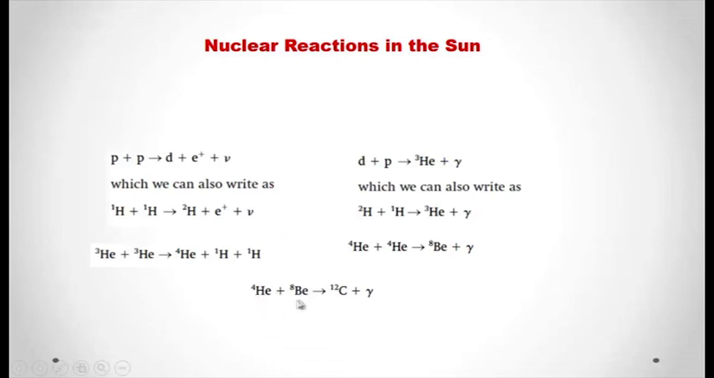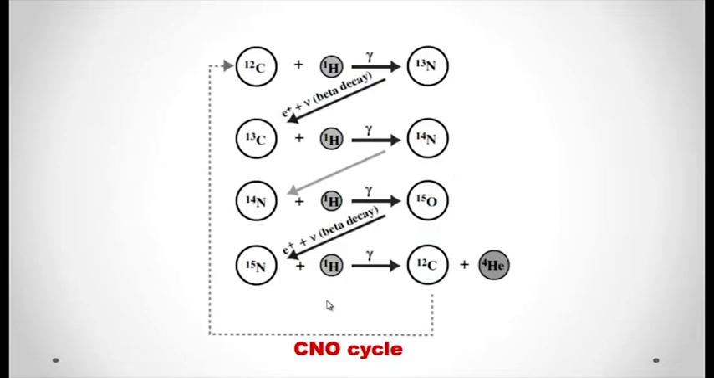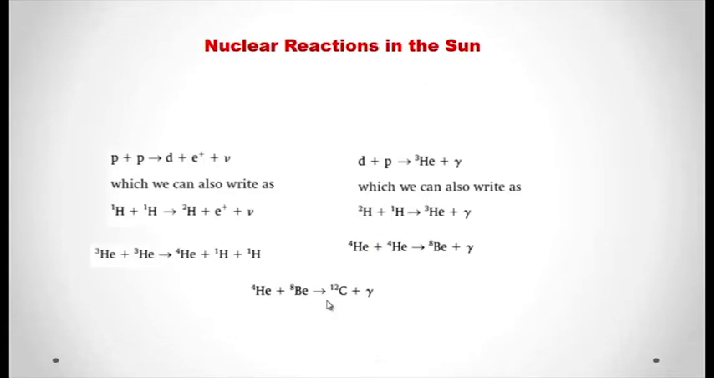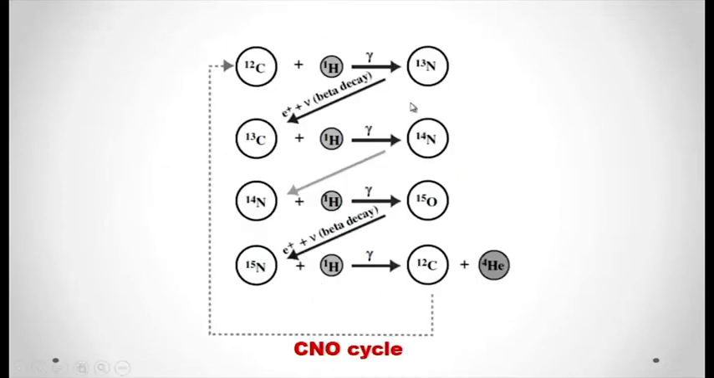Here one helium and beryllium join together and produce a carbon atom. This carbon atom is another basic element for the production of energy in the sun. So here you can see the CNO cycle, the carbon, nitrogen, oxygen cycle. Protons join together and produce helium, then helium joins together and produces beryllium, then beryllium and helium fuse and produce carbon. That carbon is converted into nitrogen by joining with one proton.